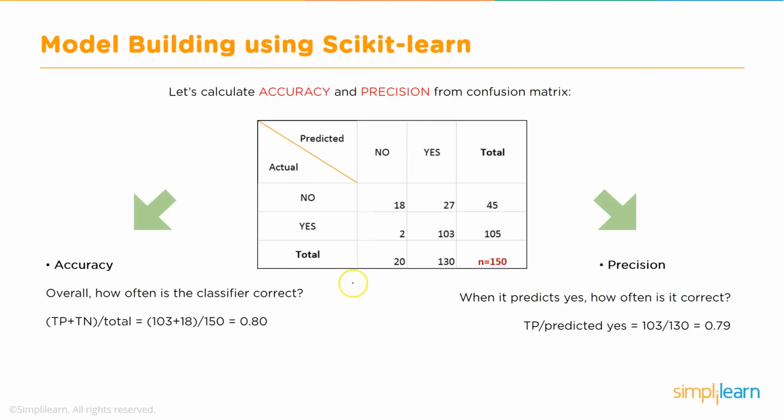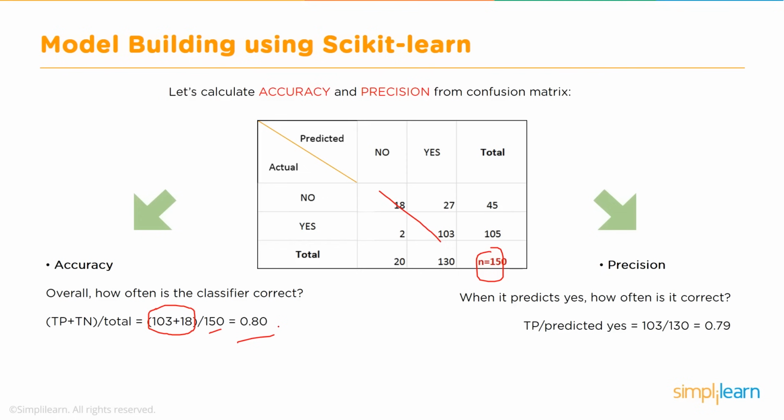Now, how do we calculate accuracy from this information? We say there are 150 total observations, and the correctly predicted values are these, which is 18 plus 103. So 103 plus 18, which is 121, divided by our total observations, which is 150, is our accuracy, which is 0.8, or we can say it is 80%.